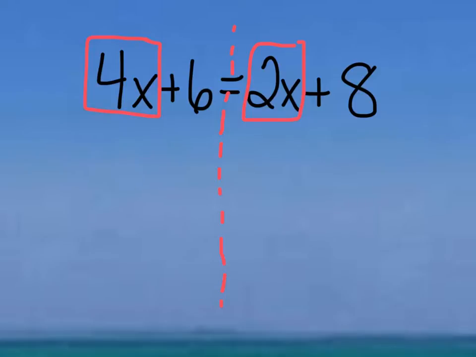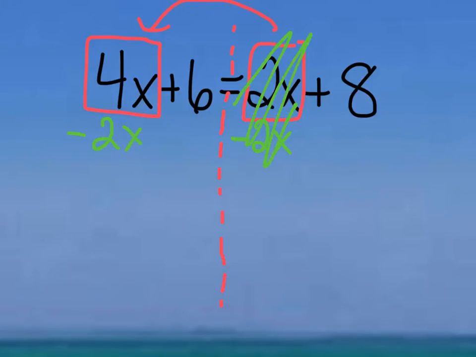So if I want to get rid of this 2x and only have x values on the left side, how do I get rid of this positive 2x? I would subtract 2x, because 2x minus 2x is 0. So I'm going to minus that, and now I'd do the same thing on this side. Essentially those will cancel out.